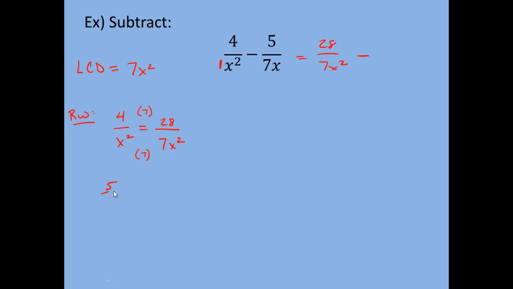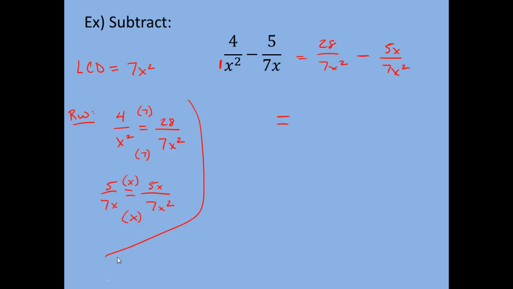And then we're going to rewrite our second fraction. So we're going to rewrite the 5 over 7x as equal to something. I don't know what the numerator is yet, but it has to be over the LCD. It has to be over 7x squared. Then you ask yourself, 7x times what got me to a 7x squared? Well, 7x times an x will get you 7x squared. Whatever you do to the denominator, you also do to the numerator, so 5 times x just makes this 5x. So we're replacing the second fraction with 5x over 7x squared.